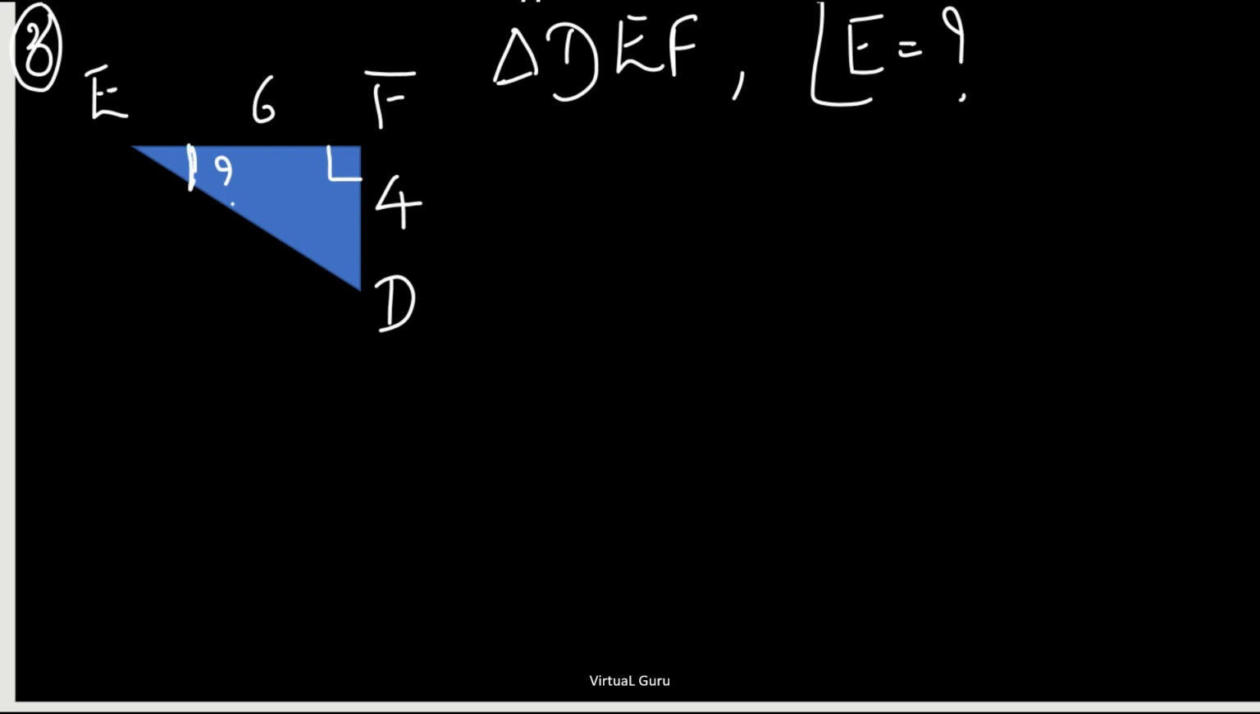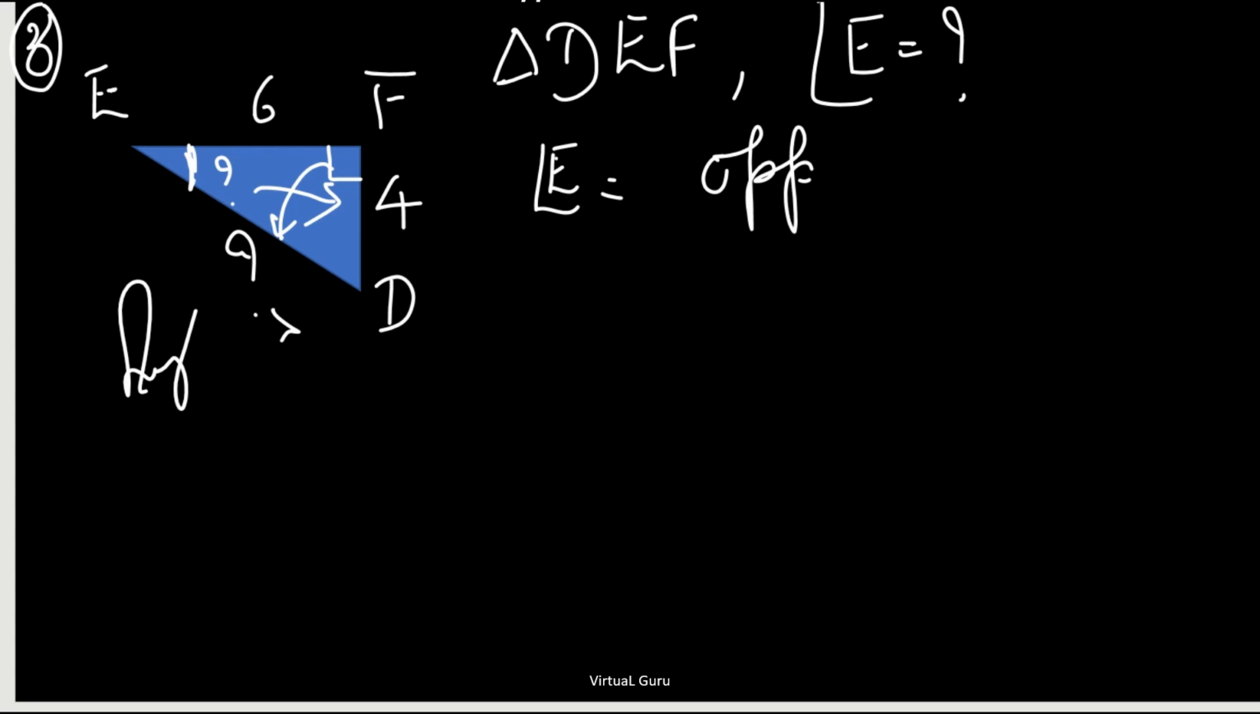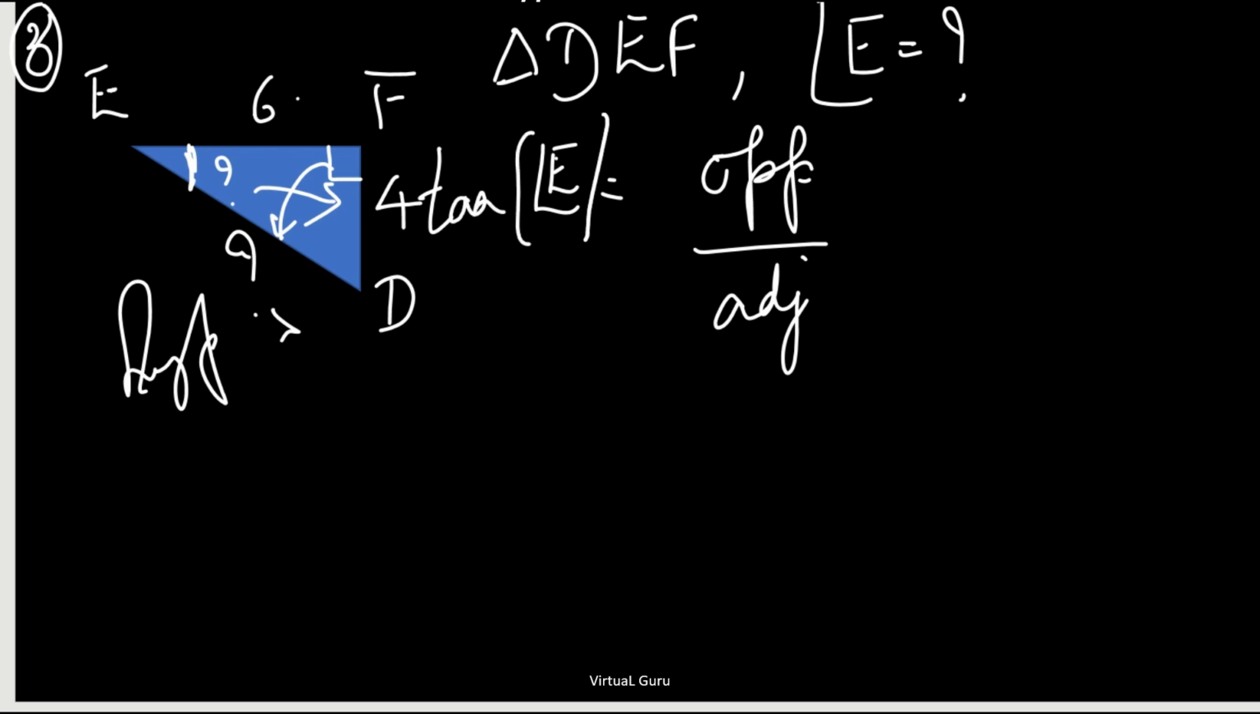With respect to angle E, what is given is opposite. Then what is given is hypotenuse? No, that is not given. Hypotenuse is not given. So what is given is 6, that is adjacent to angle E. Adjacent and opposite, this is of course tan. We have to find tan of E.